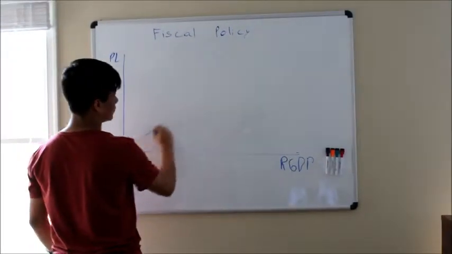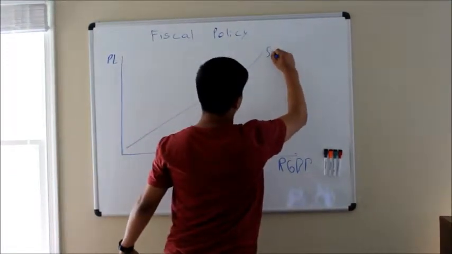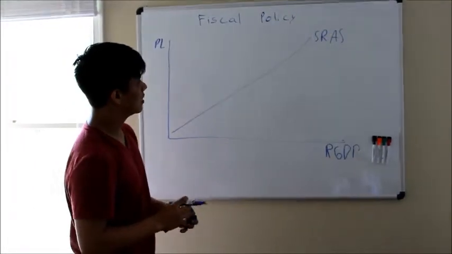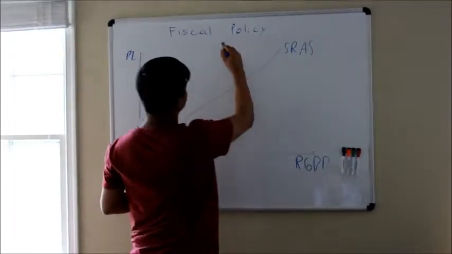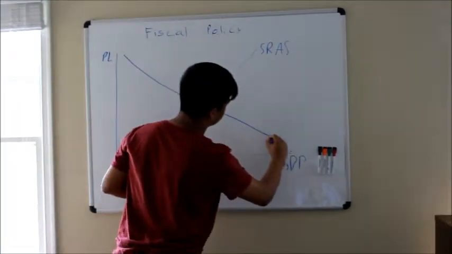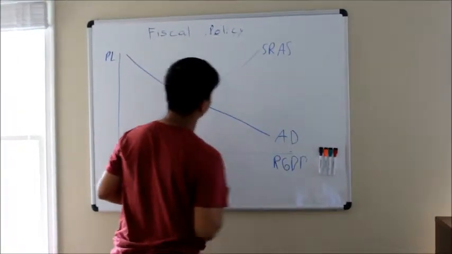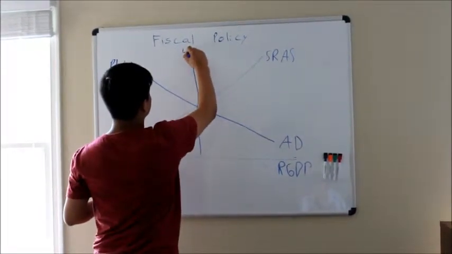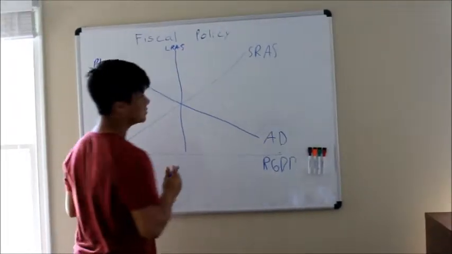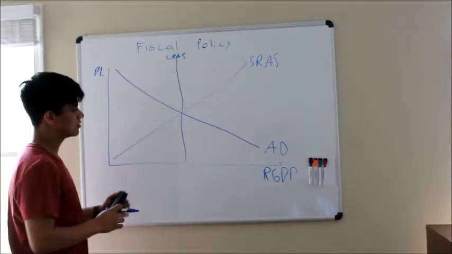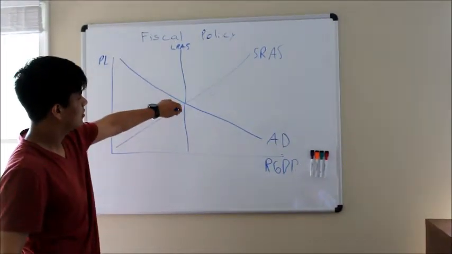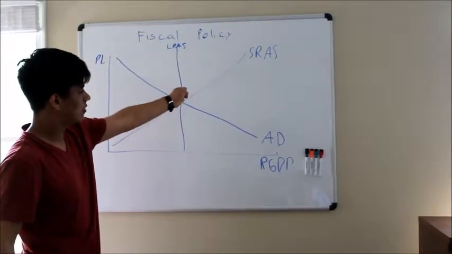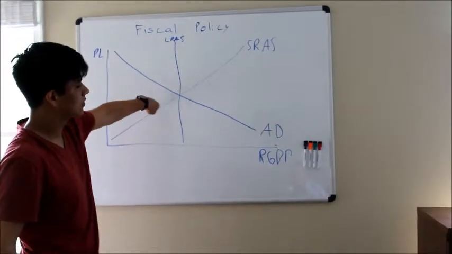Then we graph the SRAS, which stands for the short run aggregate supply, and the AD curve, which is aggregate demand. In the middle, long run aggregate supply, LRAS as well. So the fiscal policy either produces a shift to the right or a shift to the left on the AD curve.